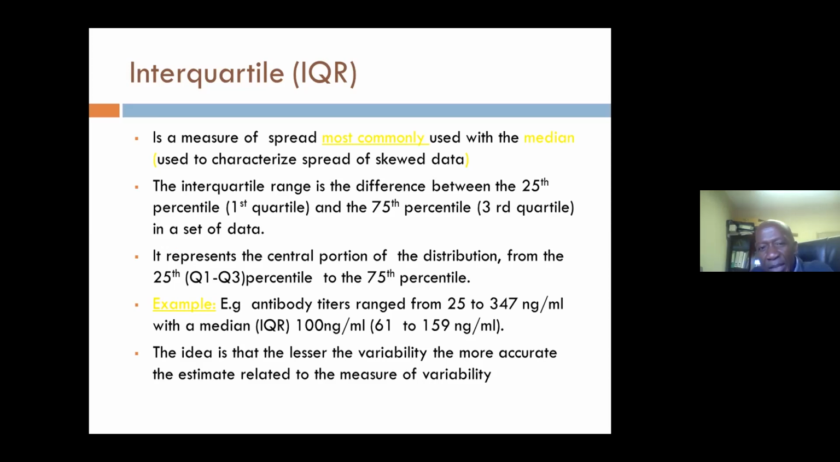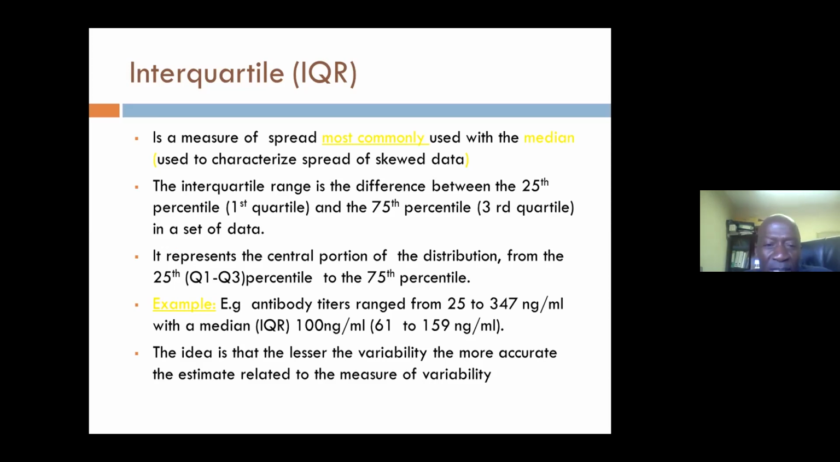The interquartile range is the difference between the 25th percentile, which is the first quartile, and the 75th percentile, which is the third quartile, in a given set of data. So it represents the central portion of the distribution from the 25th to the 75th percentile. Basically, the interquartile range contains 50% of the data set.